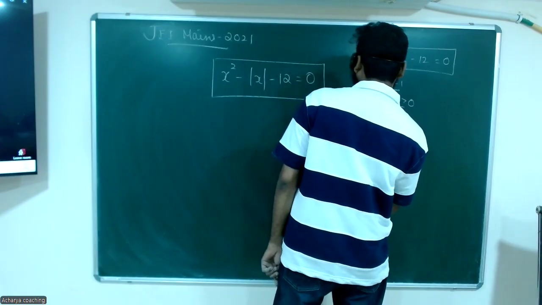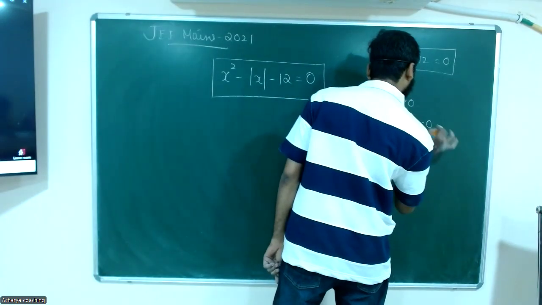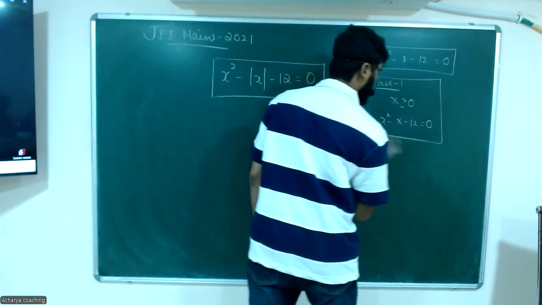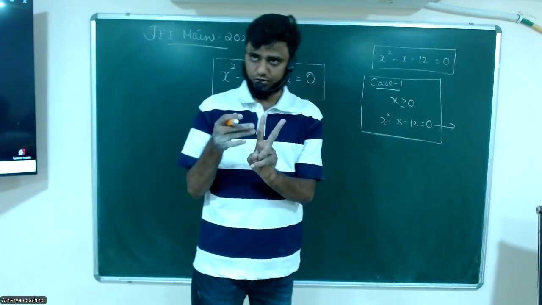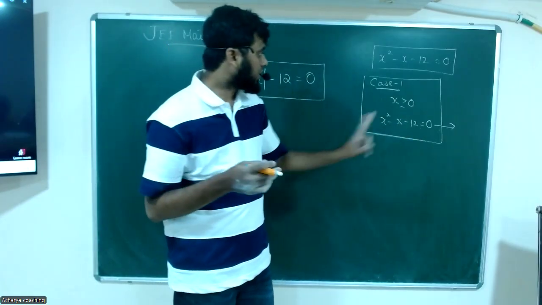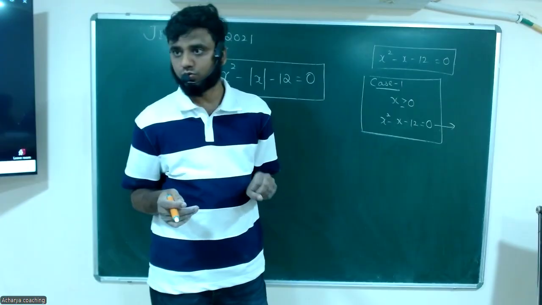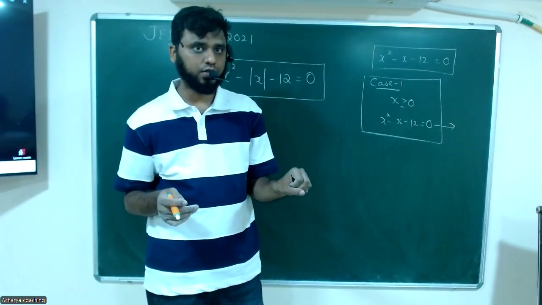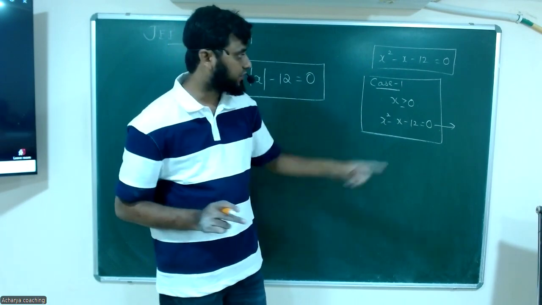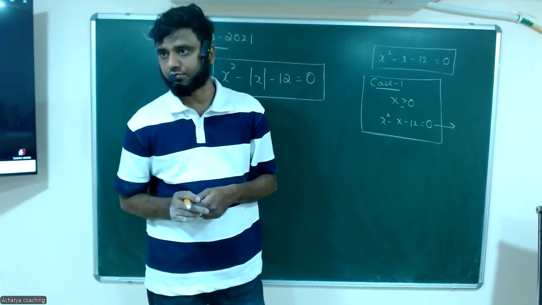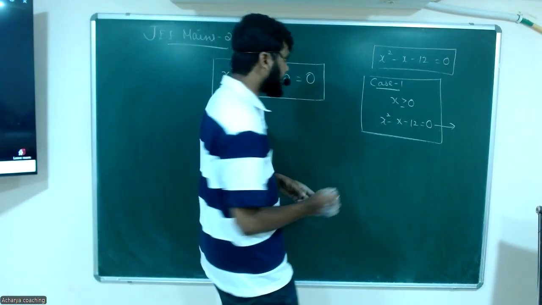In that case, x square minus x minus 12 equal to 0. You know how to factorize this and solve. From this, you'll be getting two solutions. If a solution is greater than 0, you can include that in the solution. If some solution is less than 0, you have to reject. Why? Because we have to compare with the initial condition, as I told. Okay. Next, case 2.